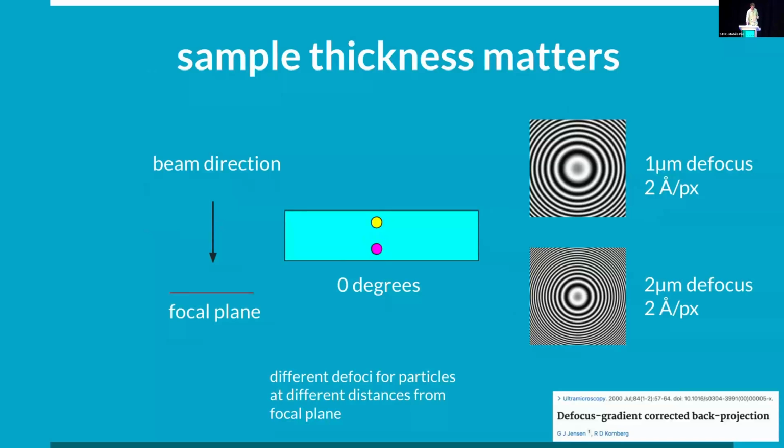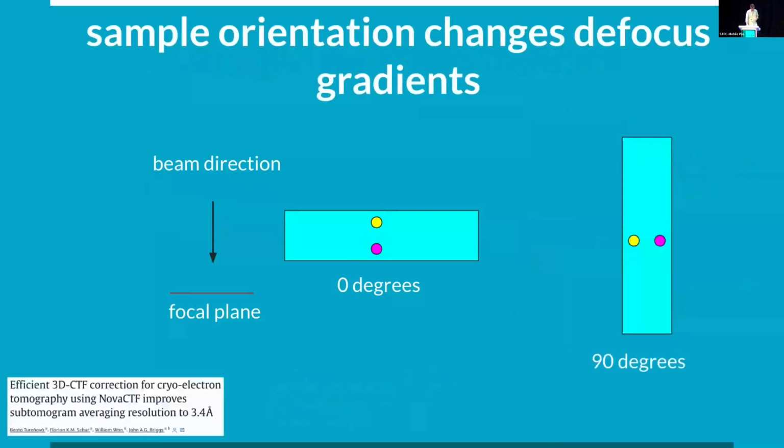First done by Grant Jensen a very long time ago. And then for tomography, I think the thing that everyone got really excited about was when Beata did it in John Briggs's lab, properly accounting for the two defocus gradients through the thickness and also as you tilt your sample, and pushing the resolution of subtomogram averaging down to 3.4, very exciting.